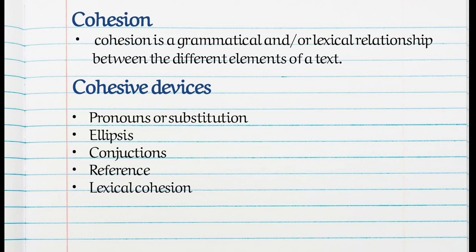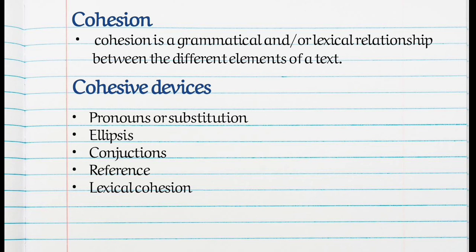Now, what is cohesion? Cohesion is a grammatical and or lexical relationship between the different elements of a text. And also, cohesion is the connection that results when the interpretation of a textual element is dependent on another element in the text. Cohesion refers to the connection that exists between elements in the text or in the write-ups. Cohesion is produced by the repetition of elements of the text, for example, recurrence, anaphora, paraphrase, parallelism, and etc.